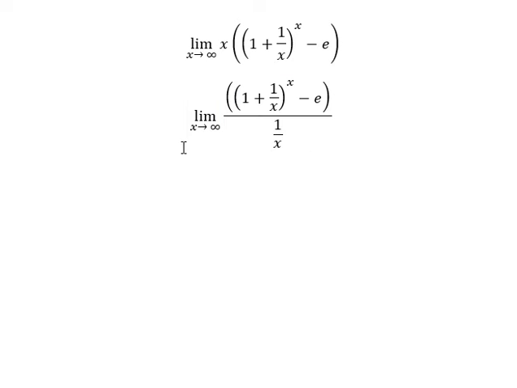Next, when s approaches positive infinity, this one you got about e. This one you got about number 0 because 1 divided by positive infinity, you got number 0. So e minus e, you got number 0. That means we have 0 over 0. And we can use L'Hospital.